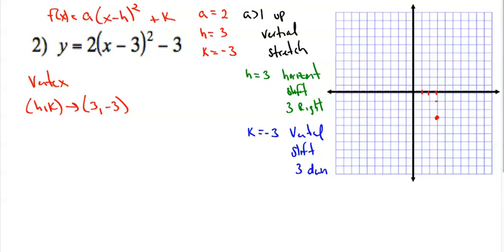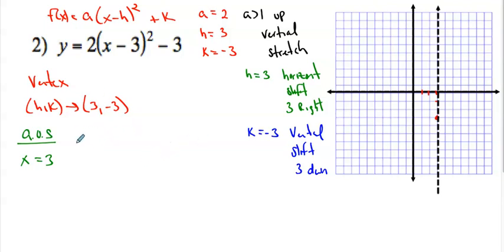Cool. With the vertex comes the axis of symmetry. It's not asking for it, but I like to put it there. It's going to help me graph some of this. So at x equals 3, there's my axis of symmetry. Everything's going to be symmetric about that line. And now I need a couple more points to graph.